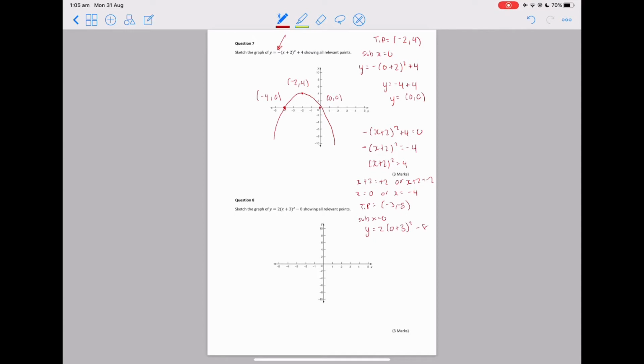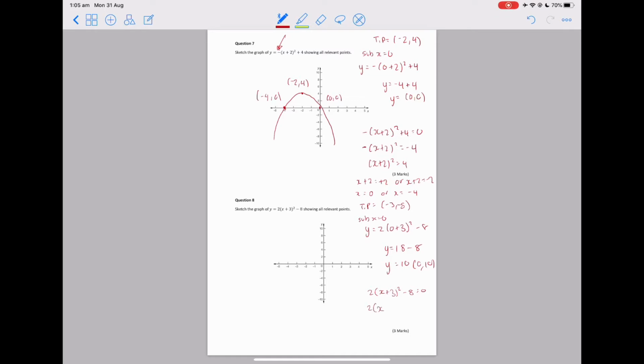So in this case, 3 squared is equal to 9, and 9 times 2 is equal to 18. So y is equal to 18 minus 8. Hence, your y-intercept is going to be 10. Okay, so this over here is going to be the coordinate for your y-intercept. And now what we'll do is solve for x. So we'll sub y is equal to 0. So it's going to be 2 bracket (x plus 3) whole squared minus 8 is equal to 0. Move the 8 to the other side.